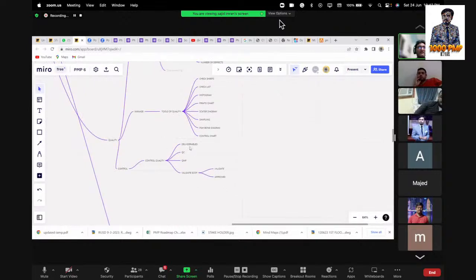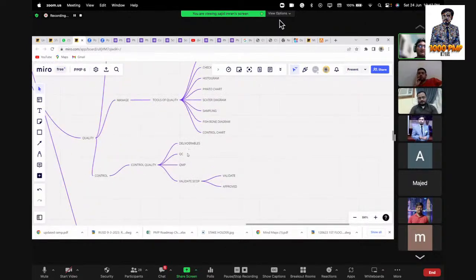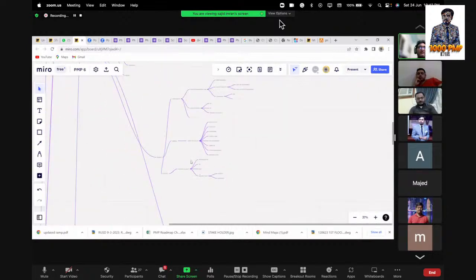Control quality: there are deliverables, you do quality checks, you do quality management according to the quality management plan, you validate scope, you do deliverable review meetings, validate, approved. These things are there in control quality.